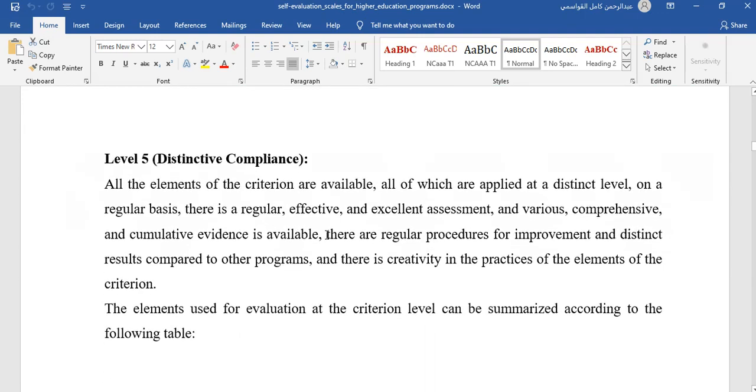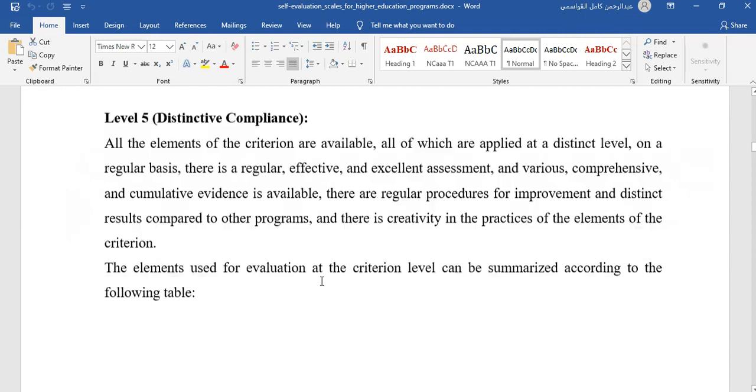Level 5, of course, distinctive compliance. All the elements are available. They are applied at a distinct level on a regular basis. There is a regular, effective, and excellent assessment. Various comprehensive and cumulative evidence is available. For example, for the last 5 years, you have evidence that your process is verified and approved. There are regular procedures for improvement and distinct results compared to other programs.